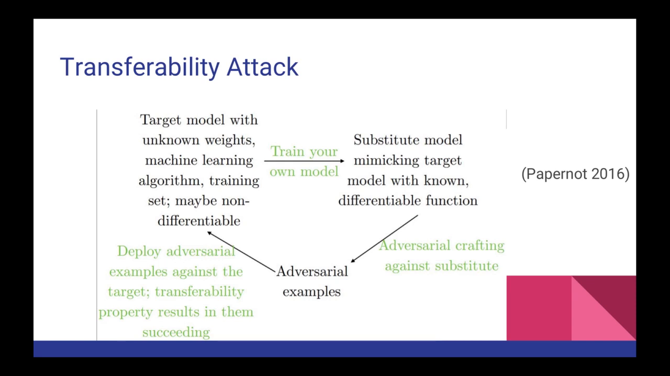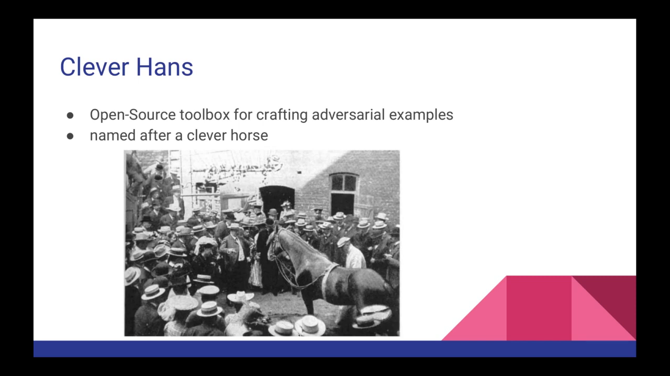There is an open source tool called CleverHans, which can be used for experiments and essentially generation and crafting of adversarial examples. CleverHans is maintained by Goodfellow and Papernot, but it's an open source project, and I believe in the past 6 or 7 months since it was first published, there have been many different contributors to the project. You can find it on GitHub if you Google it. And CleverHans is actually named after a clever horse.